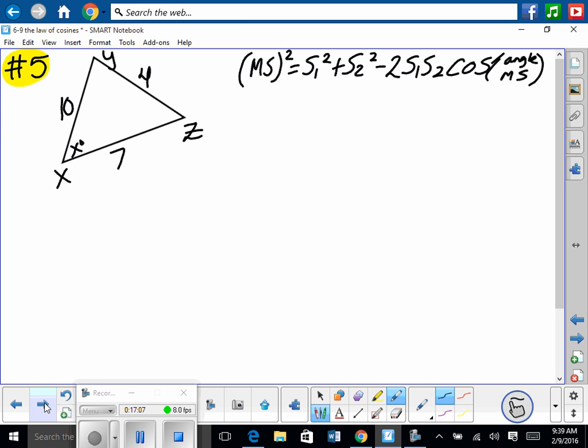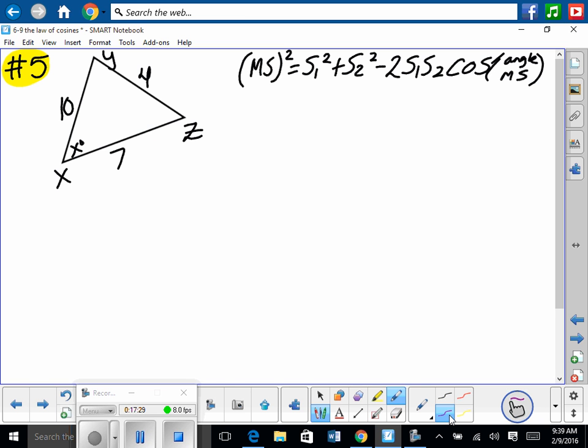One more, number 5. Then the rest of the time will be yours. So stay with me through this one so that you can get your algebra right. So once again, you'll ask yourselves, why am I using the law of cosines for this? Besides the fact that I told you this is the worksheet for the law of cosines. I have 3 sides and a missing angle. Therefore, I'm going to use the law of cosines. So once again, here's the formula.